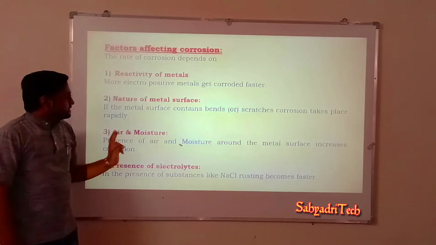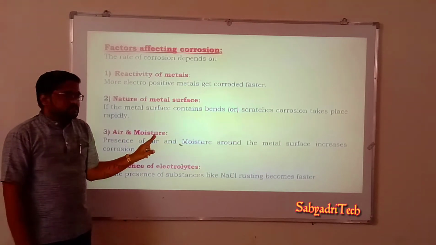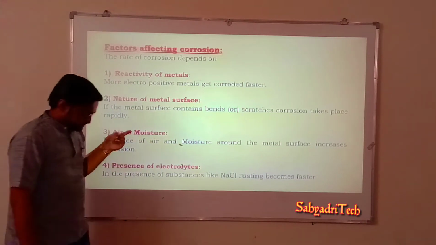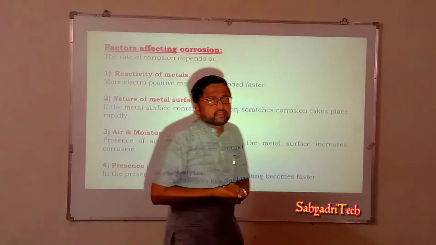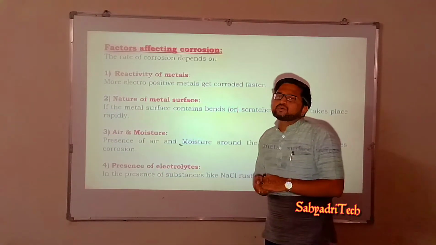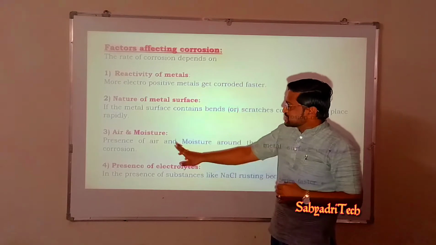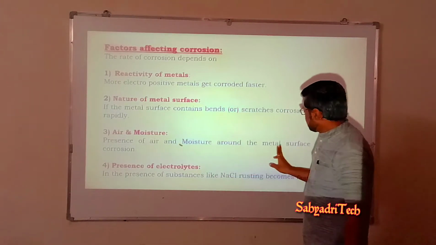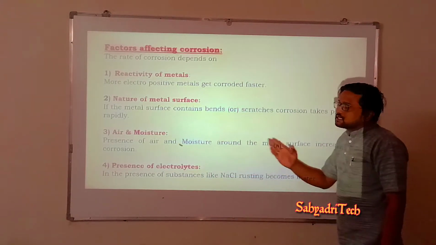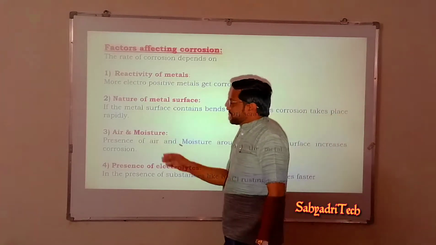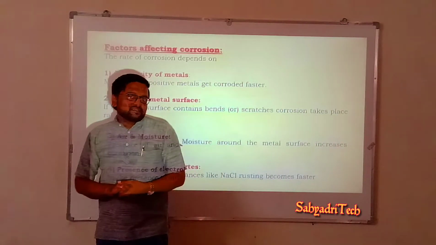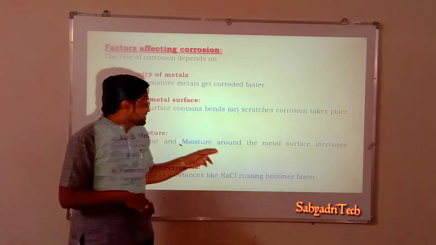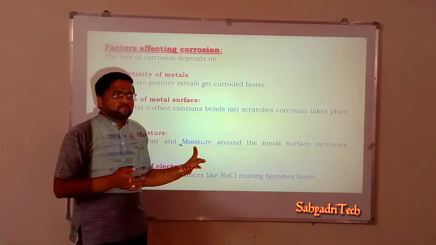Then coming to the third one, air and moisture. This is a major factor which is responsible for corrosion of a metal surface. The presence of air and moisture around the metal surface increases corrosion. Whatever air and gases are present, carbon dioxide, oxygen gas, if there is moisture, that is water content, what happens?